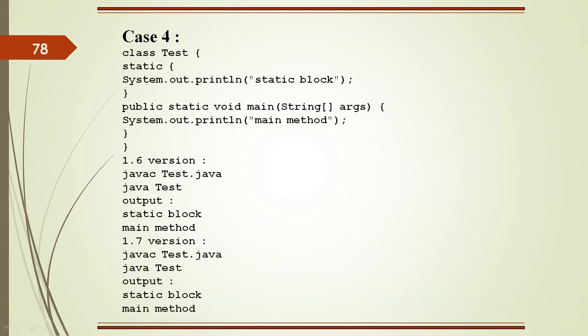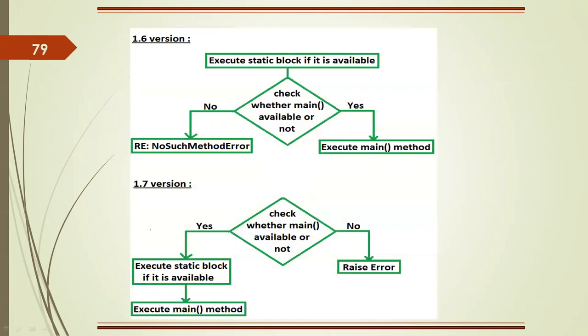Okay, now next, case 4. We have a test class with the static block and with the main method. I have given two examples. First, it will get the chance to execute the static block, then the main method. The same thing is going on in Java 7. Now in Java 7 version, Java 1.7 onwards, what happened with the main method? It executes the static block if it is available, then in Java 7, if the main method is missing, it gives NoSuchMethodError.